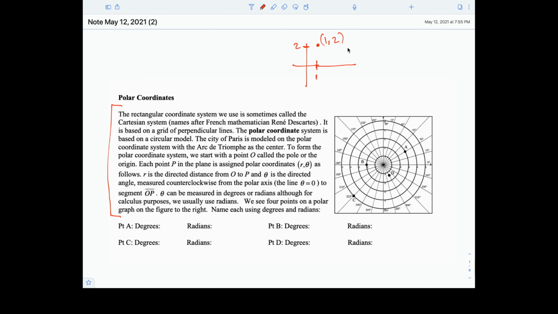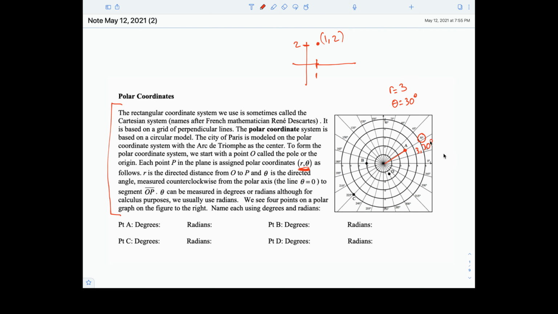We can also graph on a circular coordinate system, and what's important to realize is that we base it off of r and theta. So for example, this point A, if we look, we go out 1, 2, 3 concentric circles out, and that means that r would be 3, a distance of 3 units, and we can see that this is at 30 degrees, so theta would be 30 degrees. So the way we would write this is (3, 30 degrees).